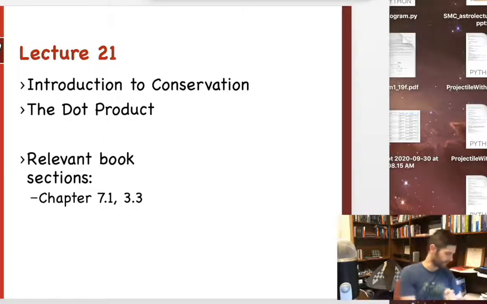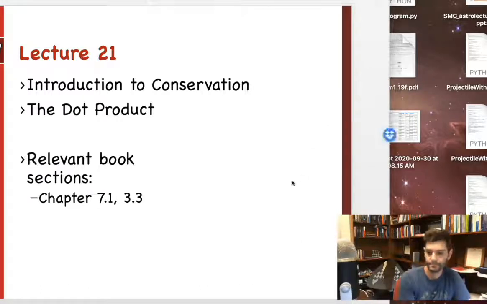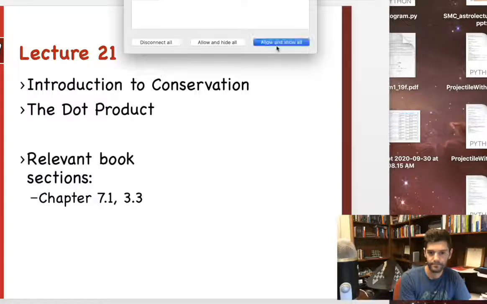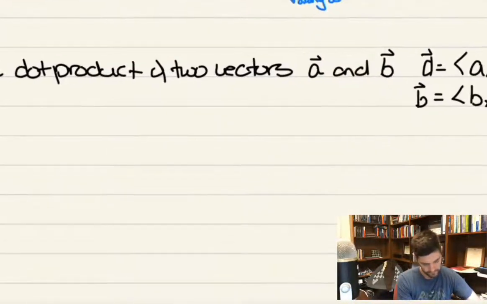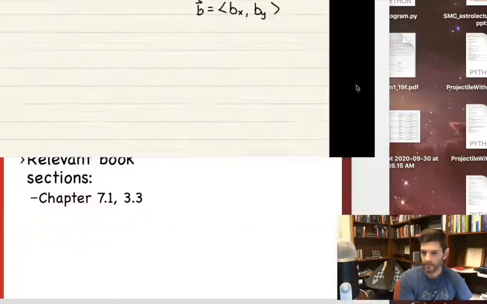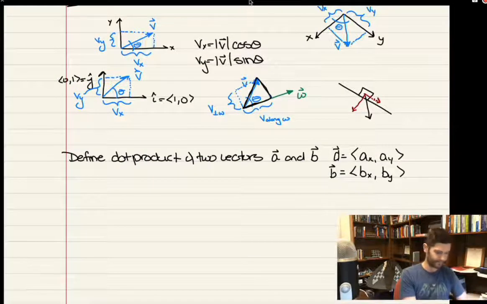Oh dear, I've lost my screen. There we go. Move that back into view. Great.